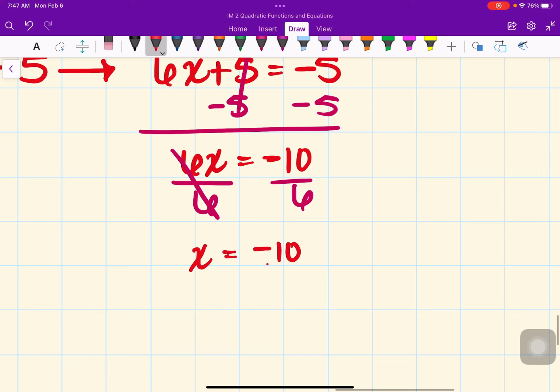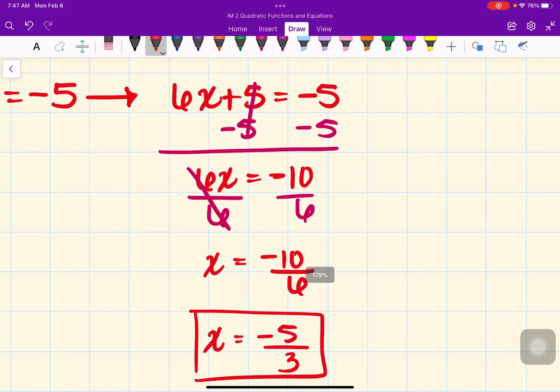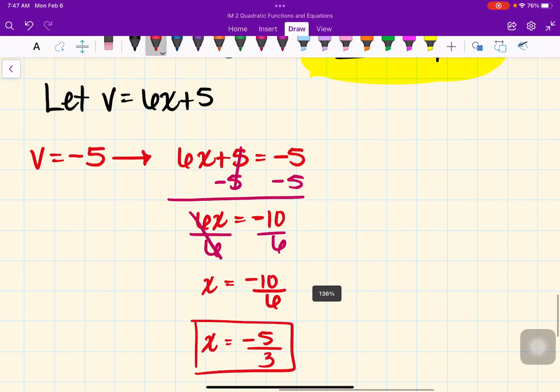-10 over 6. Now, whenever you get a fraction, guys, we have to check if we can simplify this. Simplify means, can I divide both of these terms by the same number? And the answer is yes, both of them can be divided by 2. So if I divide by 2, I have -5 over 3. So that's one solution. Once again, guys, I'm only looking for one solution. So that would be one of them.